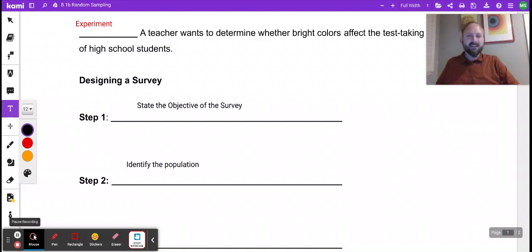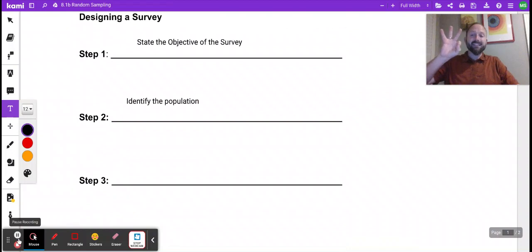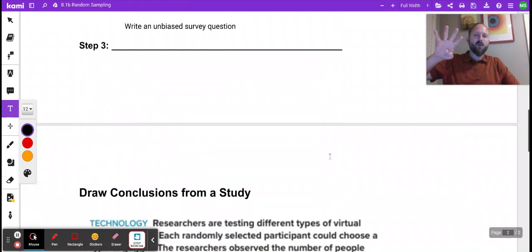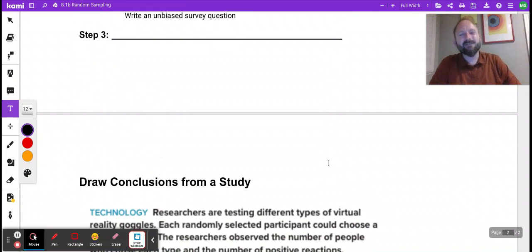Let's go on with step three. When we ask our survey question, we're going to need to make sure it's unbiased. Don't ask, hey, do you want a dumb cat as our mascot? Or do you want a magnificent lion? I mean, that's going to push people to a certain way of saying, like, hey, I want the lion, or nah, I don't want the cat. You said it was dumb. Let's go on with step four. Just kidding. We're going to draw conclusions from a study now.